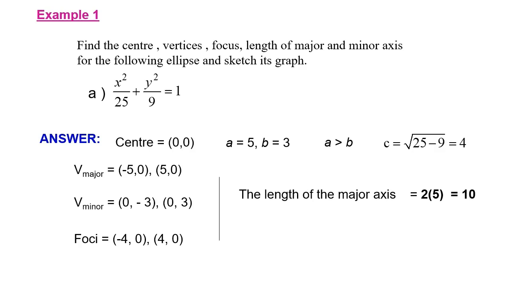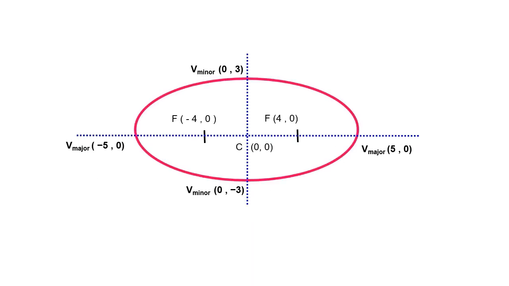Alright, next the question asks about the length of the major and minor axis. So 2 times a means the distance between these two major vertices, so 2 times 5, it is 10. The same also for the minor axis, so 2 times 3, that is 6. Okay, so lastly we sketch the graph on the next slide.